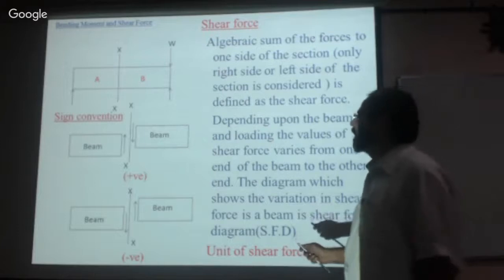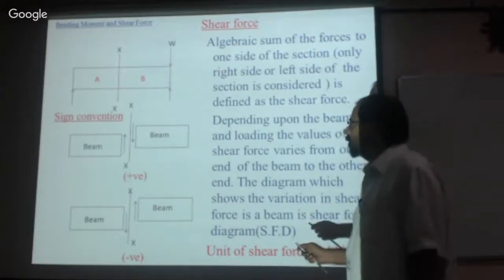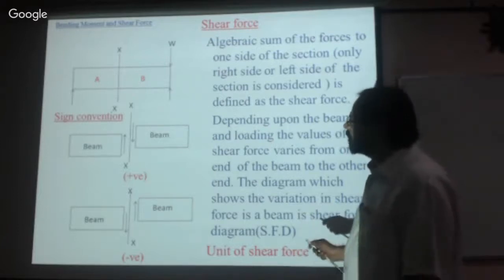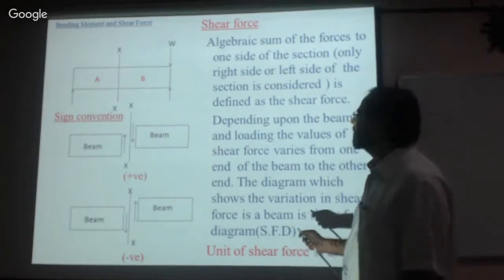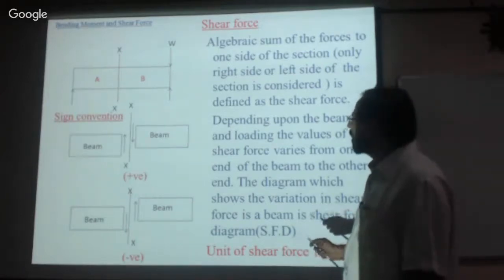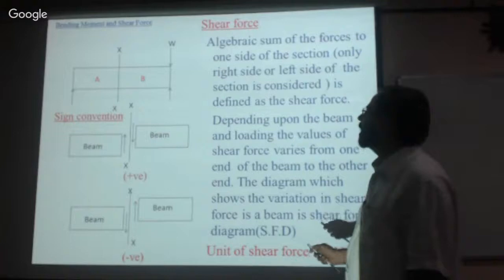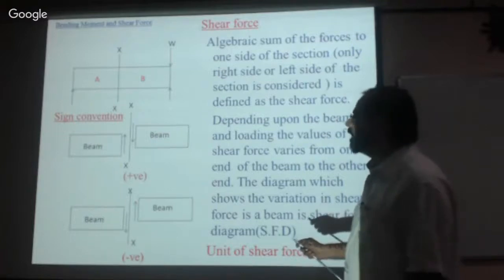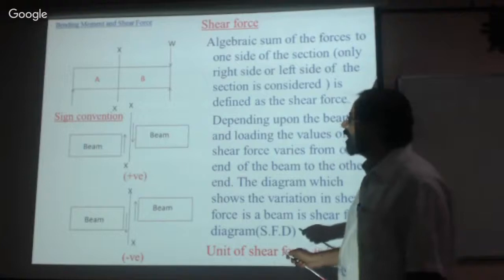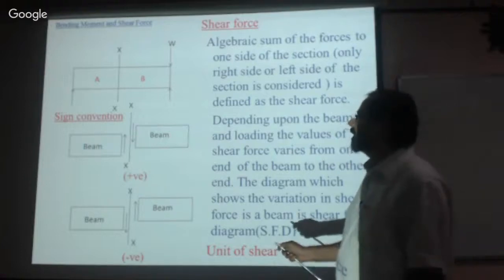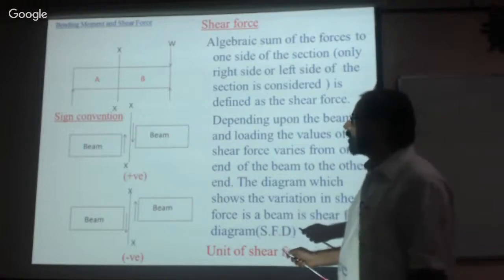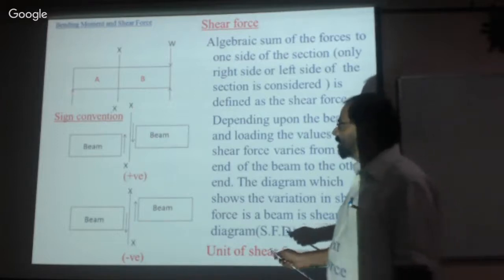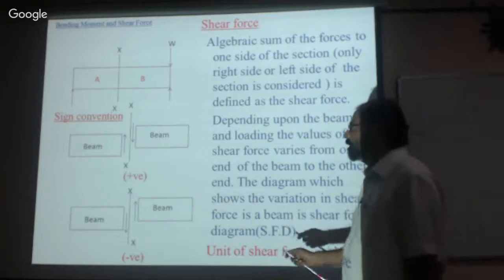Now that is the shear force. Shear force means, here, if you consider the right hand side of this section, W is acting downward and the reaction is acting upward. The difference between these two is the shear force. Similarly, on the other side, we have only an upward force here, no downward force. Therefore, the value of this reaction is the shear force, isn't it?